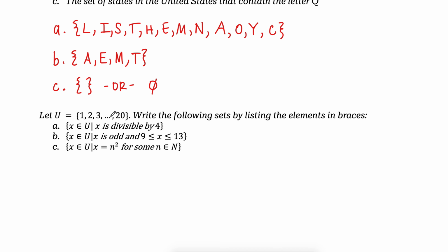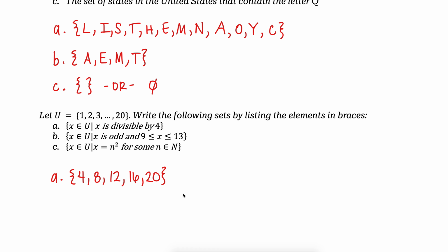First one says, write the following sets by listing the elements in braces. So we want all of the numbers x in the universe such that x is divisible by 4. So we're looking for the multiples of 4. The numbers just from 1 through 20 that are divisible by 4 are going to be 4, 8, 12, 16, and 20.